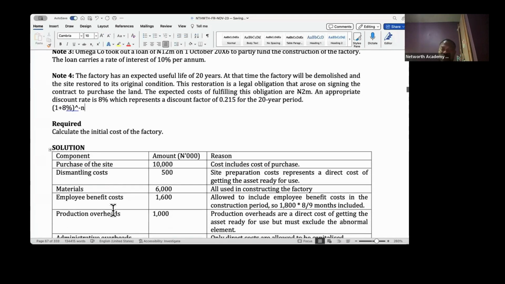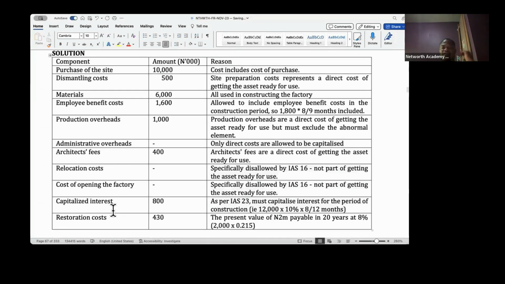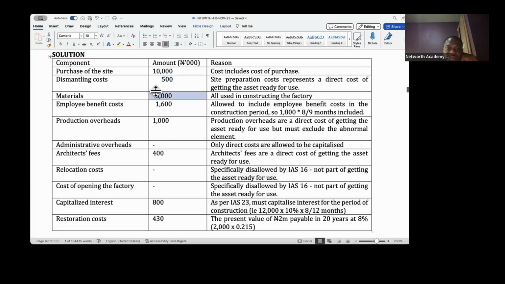Okay, and this is the solution to everything I've just explained. Like the first one, we said this, and I've explained the reasons here, and you all have this note with you. So we capitalize the dismantling cost, the material cost, and the employee benefits, which we said you prorate by 8/9. Production overhead, we said you remove the abnormal costs. That's why we are left with 1 million. We said admin should not be capitalized, it should be expensed.